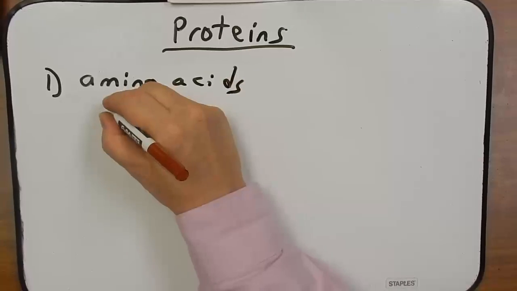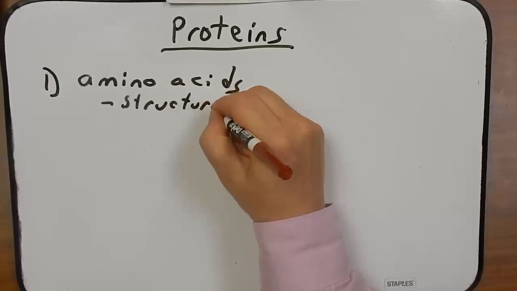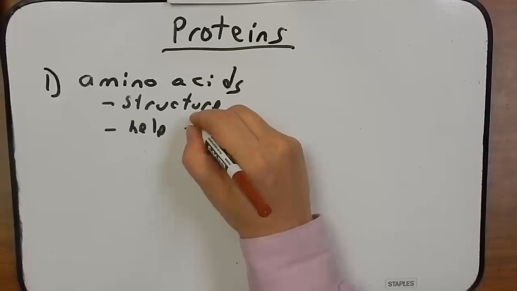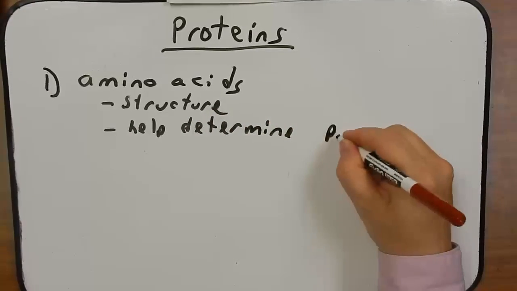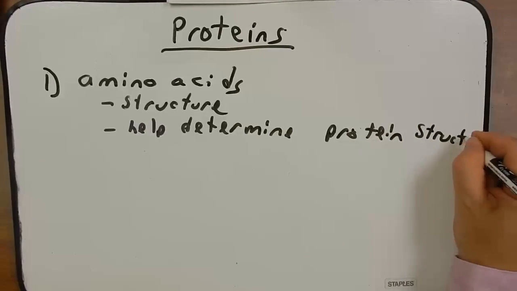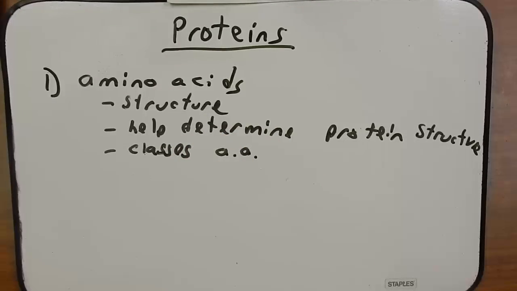We want to talk about their structure. We want to talk about how they help determine protein structure. We want to talk about the classes of amino acids and how that helps determine how this protein will fold.